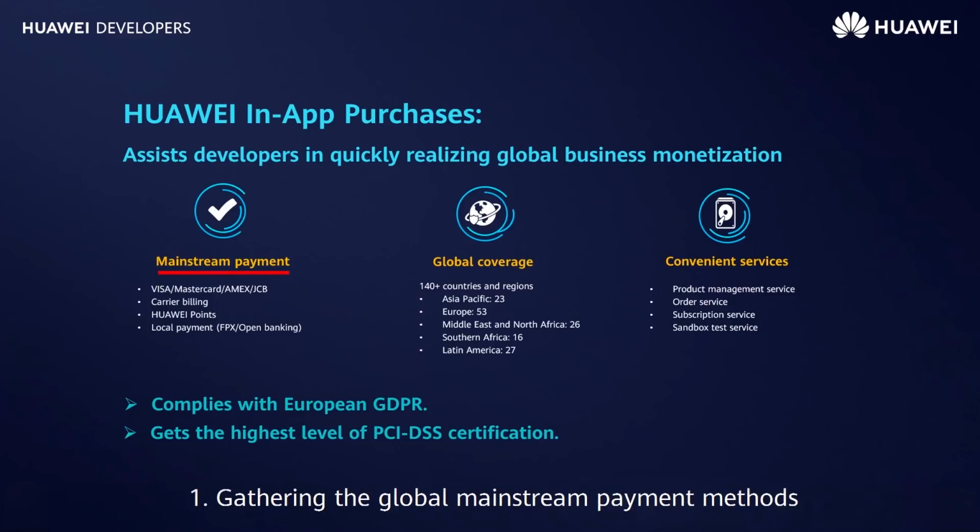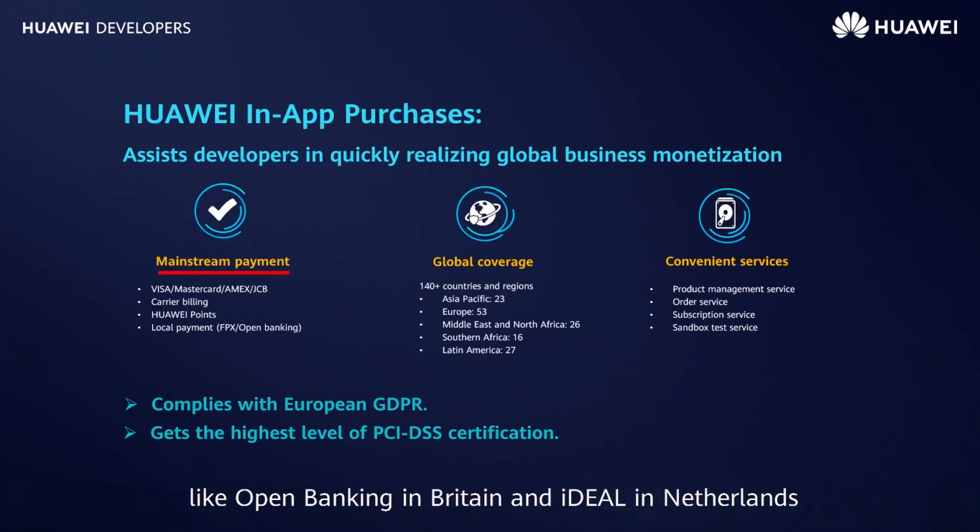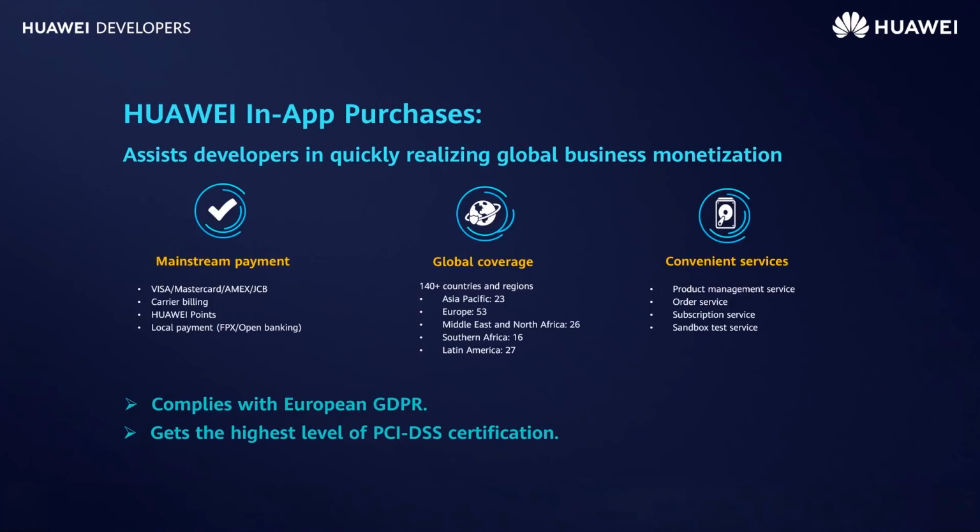1. Gathering the global mainstream payment methods. The popular Huawei Pay, Visa, MasterCard, payment by communication account highly favored by the Middle Eastern and European clients, and the local payment methods like open banking in Britain and iDEAL in Netherlands. 2. Wide coverage. As of November 2019, Huawei IAP has been certified in about 140 countries across the world. The figure is still on the rise.